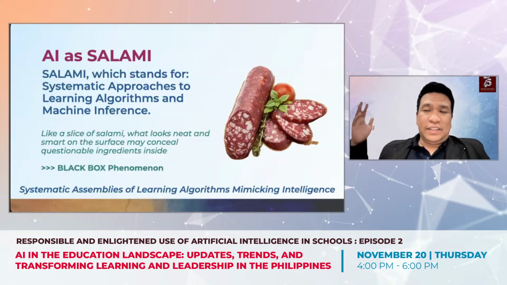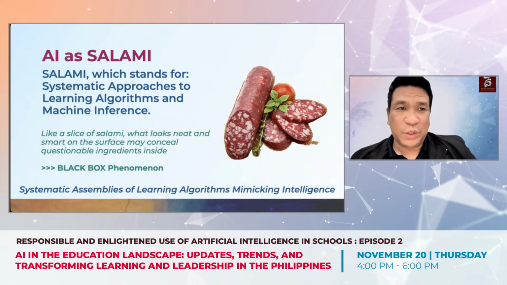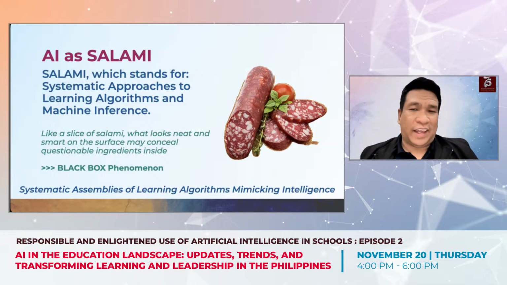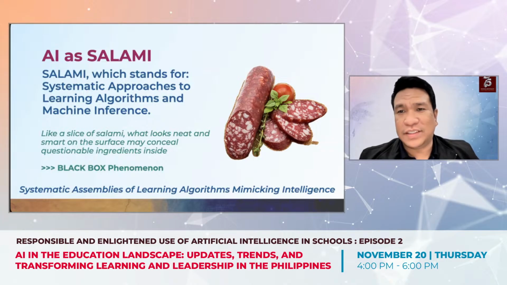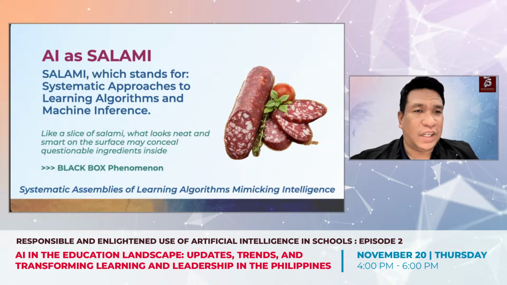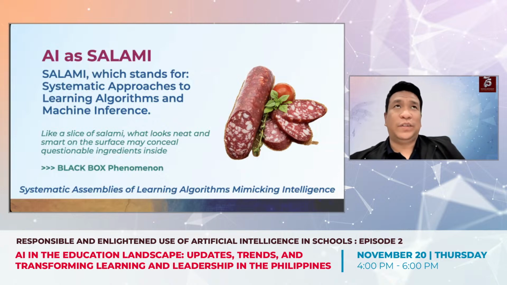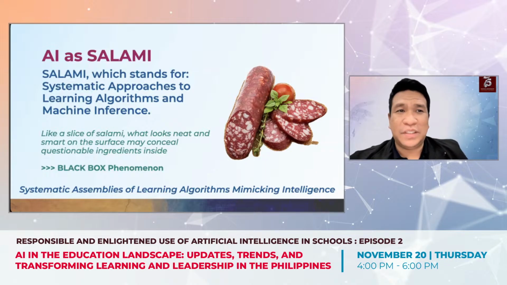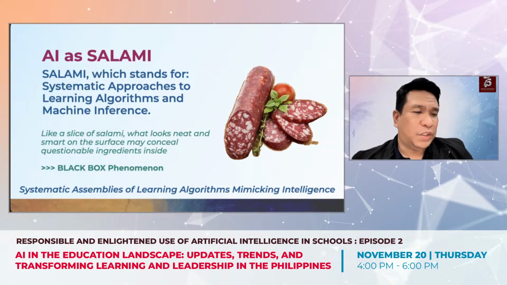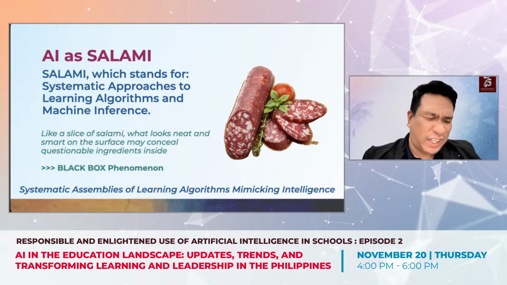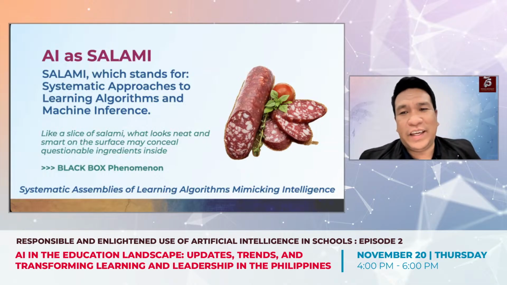Yung iba, in discussions on the risk and opacity, how transparent is AI, especially yung ChatGPT, Gemini, or large language models, some experts use the nickname Salami. Hindi siya AI daw. Dapat nga, hindi daw kompleto yung intelligence ng AI. So dapat, ang gagamitin daw ay salami. Sige nga, can you type if you like salami? Do you like salami? I like salami. But in AI discussion, salami means systematic approaches to learning algorithms and machine inference.